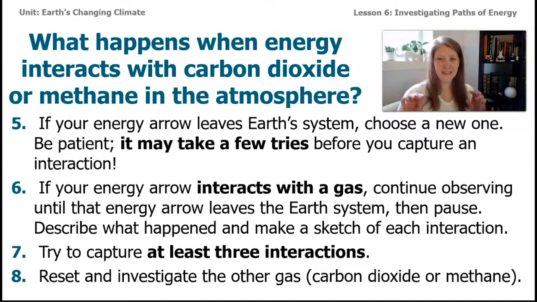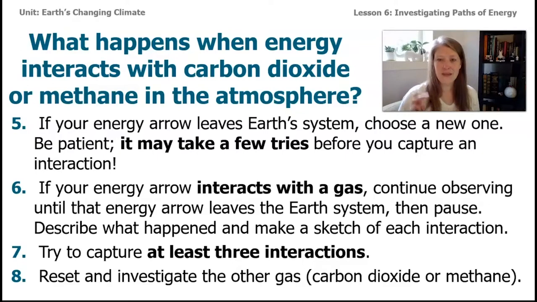So if your energy arrow actually interacts with the gas, and you'll know that happens because the gas will have a little yellow circle around it to show that it's interacting with the energy arrow. So when you see one of those little circles pop up, you know that it's interacted with the gas. Then just keep watching it and see what happens. Does it go back to Earth's surface? Does it still exit Earth's system? Like, what is going on?